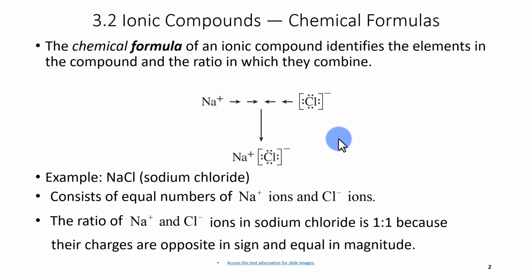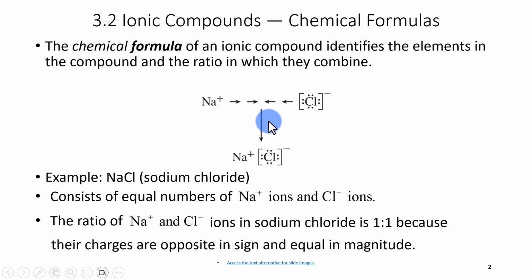Let's talk about how we translate these now into chemical formulas. A chemical formula will identify both the elements that make up the compound, and the ratio in which they combine to form that compound. So how many of each? 2 to 1, 1 to 1, 3 to 2, whatever the ratio might be. And that's what we have to calculate. The principle behind it is that the ionic compound has to be neutral.